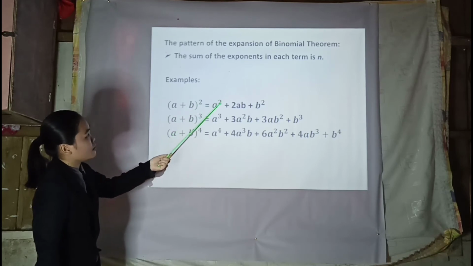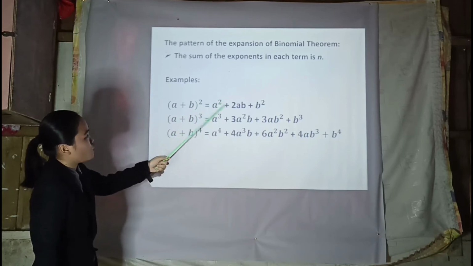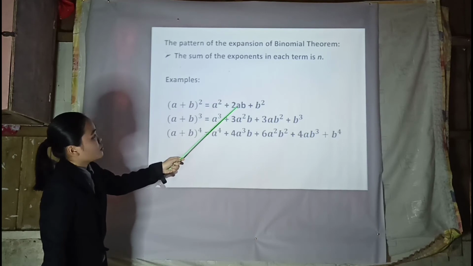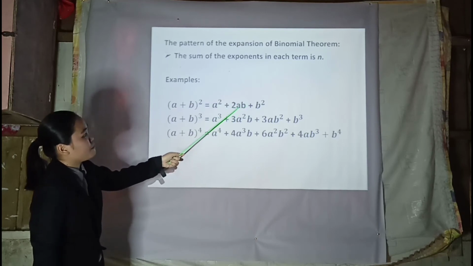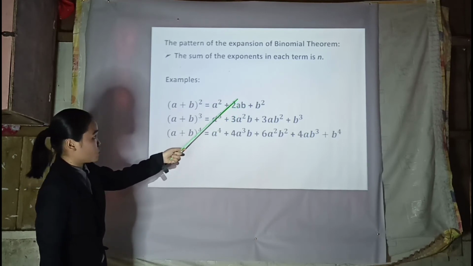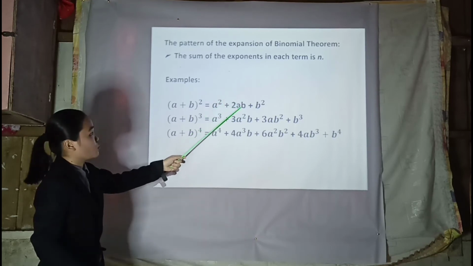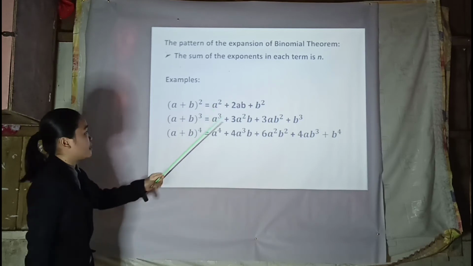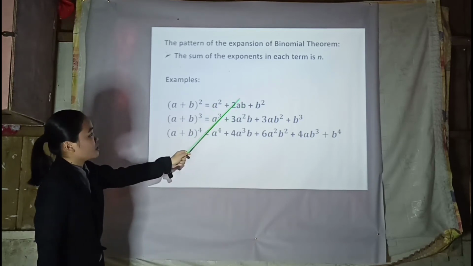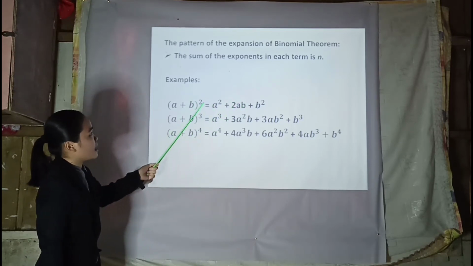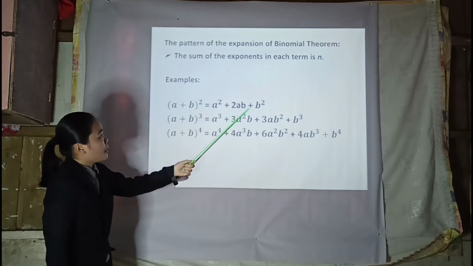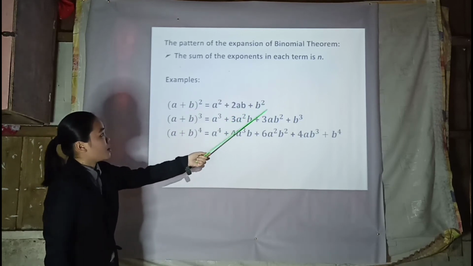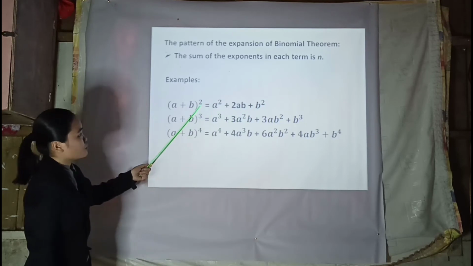So, a squared has an exponent of 2. In 2ab, the exponent of a is 1, which is understood, and the exponent of b here is 1, so we don't need to write it. So, 1 plus 1 is equal to 2, which represents the n. Plus b squared, so our exponent is also 2.